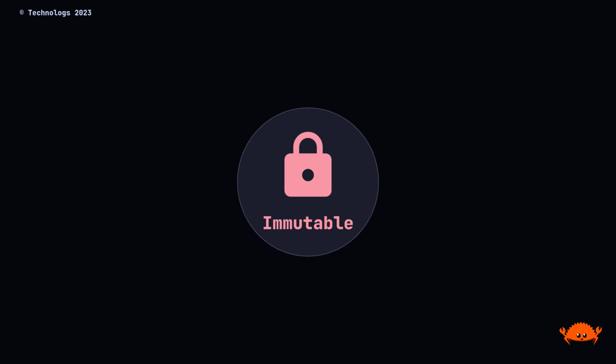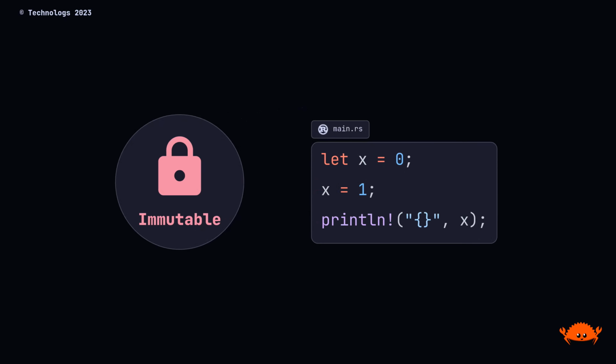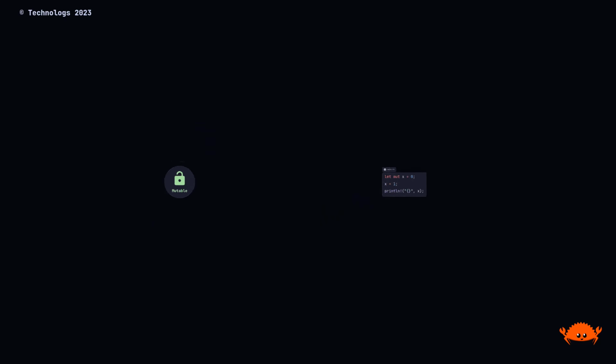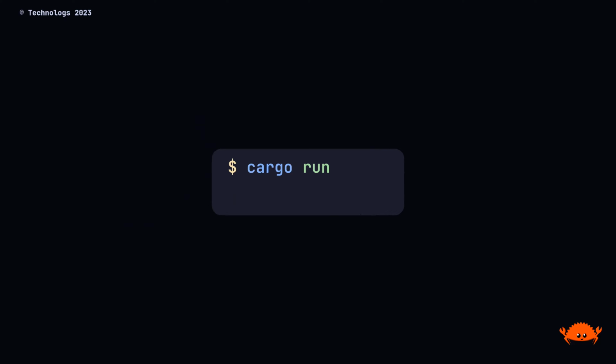If we want to change the value of this variable, that is mutate the variable, then we need to tell the compiler that this variable is mutable. To do that, we can use the mut keyword. So to make the x variable mutable, put mut after the let keyword, like so. Now that x is mutable, we can change its value or rather mutate it. Let's try running our code again. It should work this time and it will print 1 to the terminal.